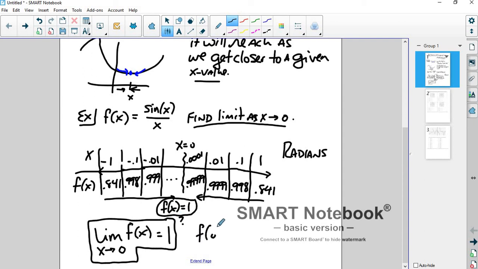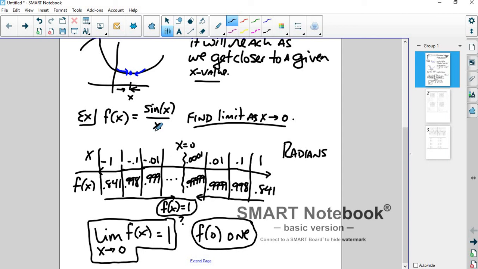Now remember, f of 0 does not exist. You can't plug in 0 here. You get 0 on the top and 0 on the bottom. That does not divide away. That doesn't work out that way. 0 over 0 doesn't make any sense. And so f of 0 doesn't exist, but the limit does exist, and the limit's equal to 1.